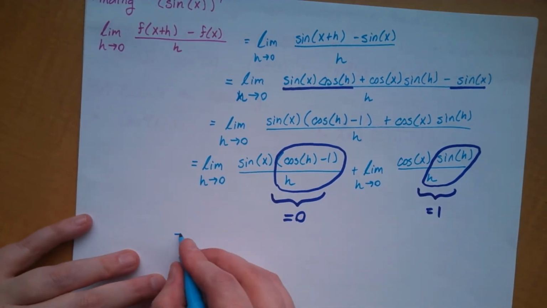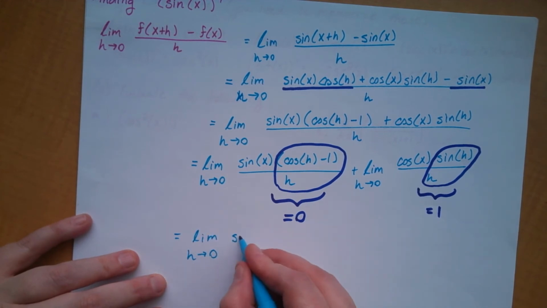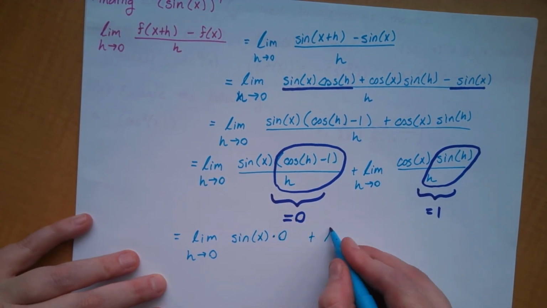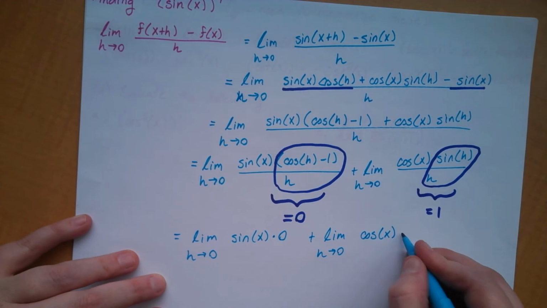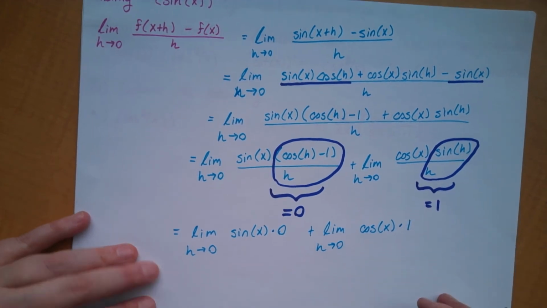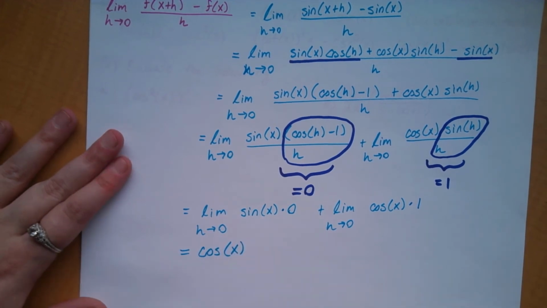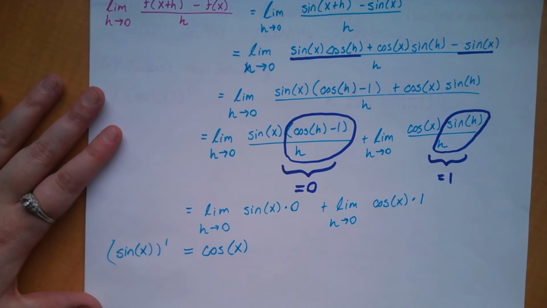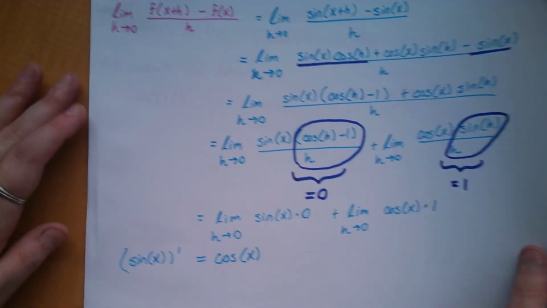And what we are left with is the limit as h approaches 0, sine of x times, well, this whole thing is going to evaluate to 0, plus the limit as h approaches 0, cosine of x times, well, this whole thing is going to equal 1. So what we're going to be left with is cosine of x, which is going to be the derivative of sine. Great, we can derive the rest of the trig derivatives the same way, but instead of doing that, I'm just going to give them to you.